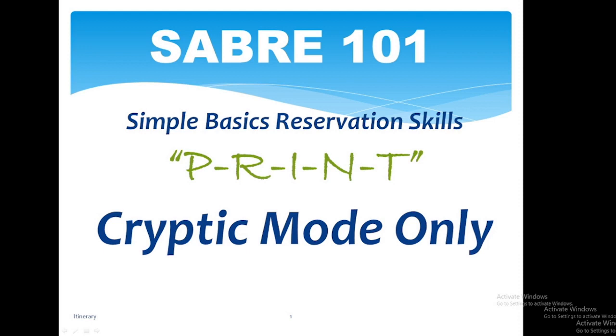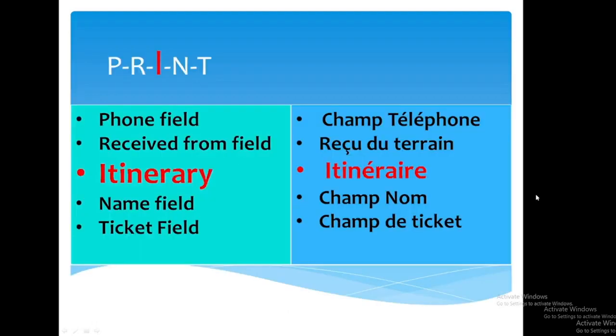So in this series, we'll be taking simple basic reservation skills. The five mandatory fields are P for the phone field, R for the receive from field, I for the itinerary, N for the name, and T for the ticket field.